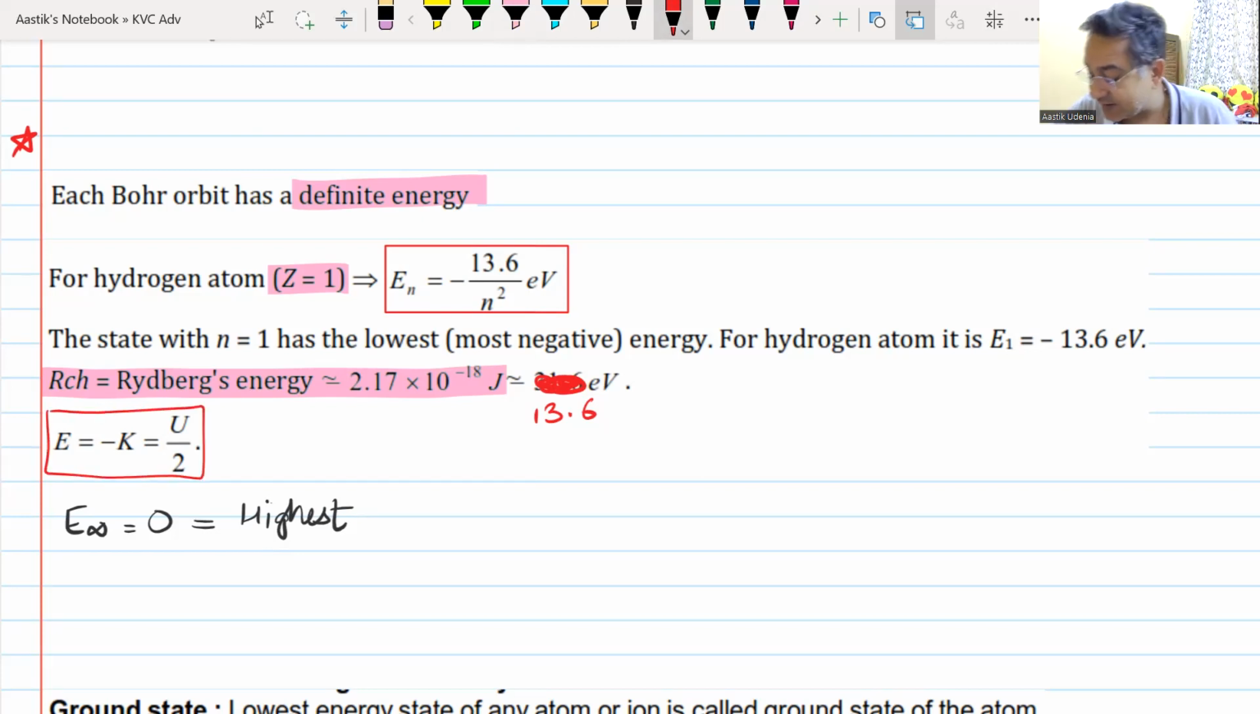Total energy is the negative of kinetic energy. It is the potential energy divided by 2. Yes or no? Yes, sir. Last but not the least, if orbit is at a distance of infinity, very far away from the nucleus, the energy of that orbit will be 0. Yes or no? Yes, sir. And that is the highest possible energy. Do we understand this? Yes, sir.